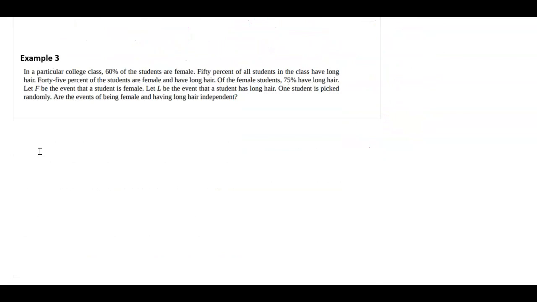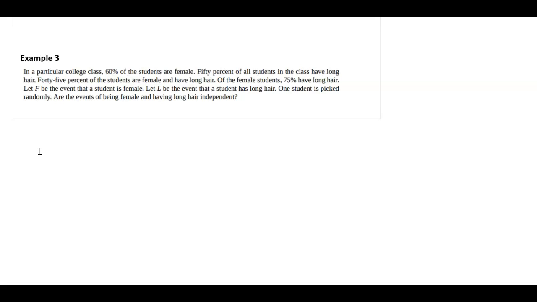All right, let's look at one more example with conditional probabilities here and some independence. So in a particular college class, 60% of the students are female. 50% of all students in the class have long hair. 45% of the students are female and have long hair. Of the female students, 75% have long hair. Let F be female, L be long hair. One student is picked at random. Are these things independent from each other?